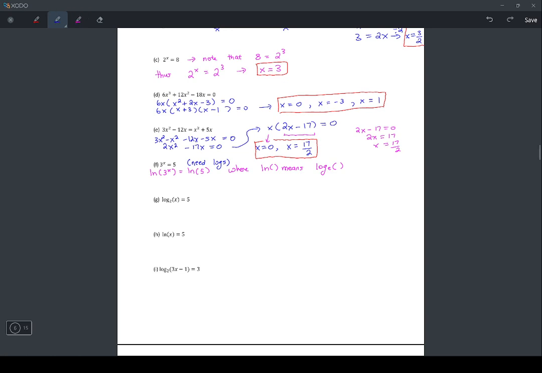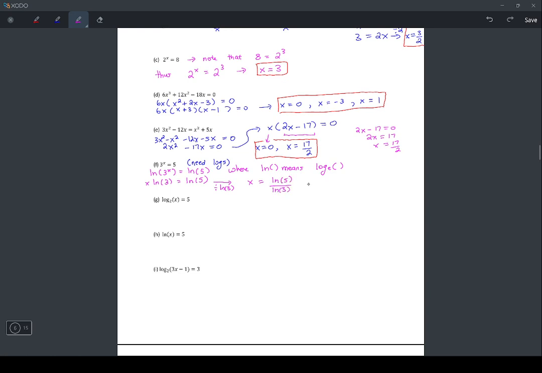Okay, the next step is I'm going to use that log property that was discussed in the true-false questions. If we have a log of an argument raised to a power, we can bring the power down. So x times ln of 3 is equal to ln of 5. And then we can divide both sides by ln 3. Now we get x is equal to ln 5 divided by ln 3.